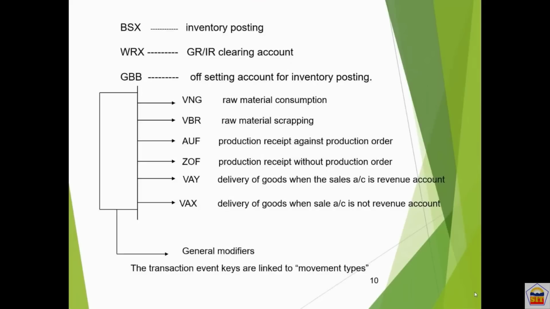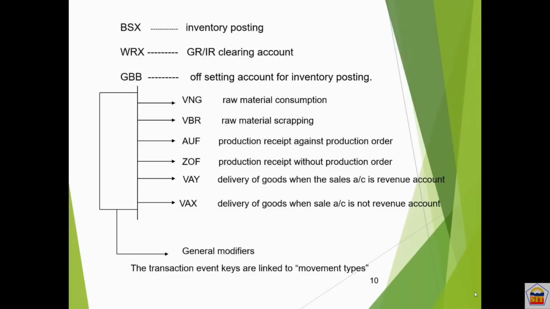You can see these are some of the important transaction event keys we have: BSX, WRX, GBB, and under the GBB we can do the consumption, scrapping, production receipt against purchase order, without purchase order, against production order, without production order. These kinds of activities we can do.